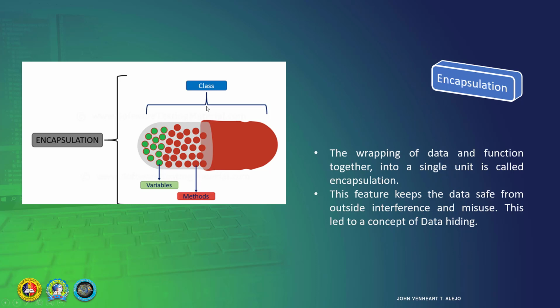So now, nindot sa encapsulation, because the wrapping of data and function together into a single unit is called encapsulation. This feature keeps the data safe from outside interference and misuse. This leads to the concept of data hiding. So, gi-hide nimo ang data.